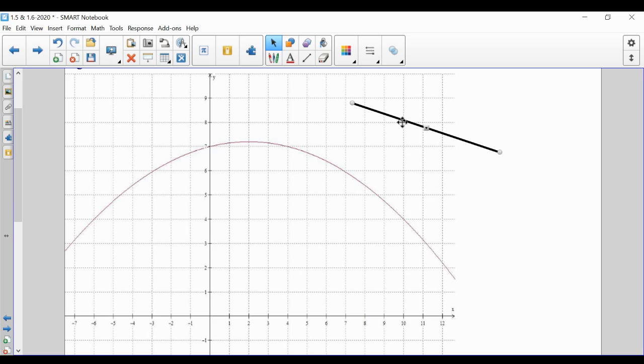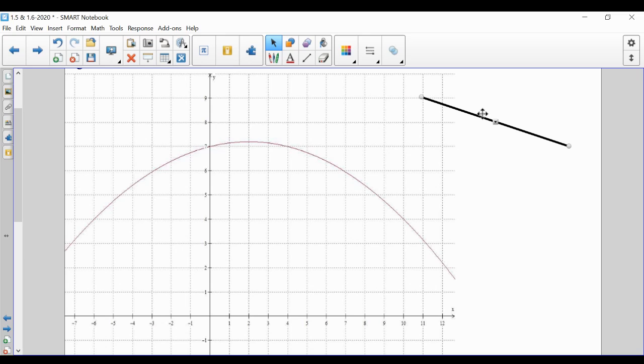But I want you to do your own, right? Don't use my line. Use your own line. You're in front of a screen right now. Use a ruler or some other device to put a line along the edge of the function that just touches at 4. And then pick 2 points on that line that are easy to read.